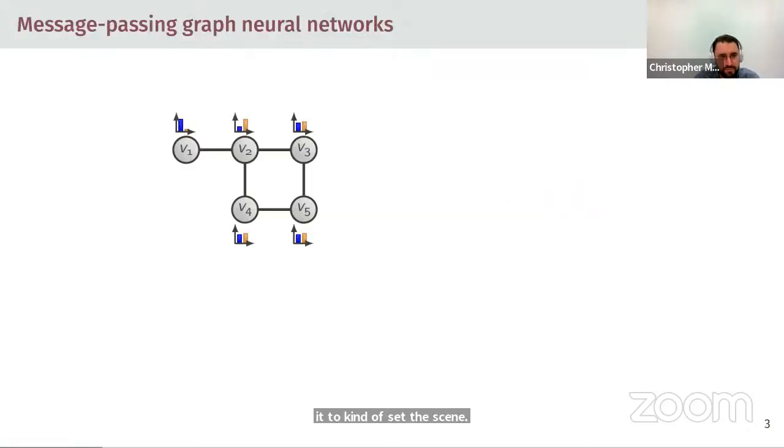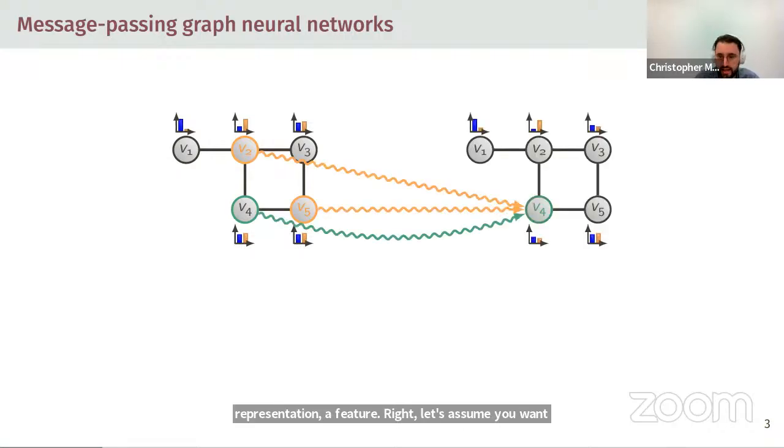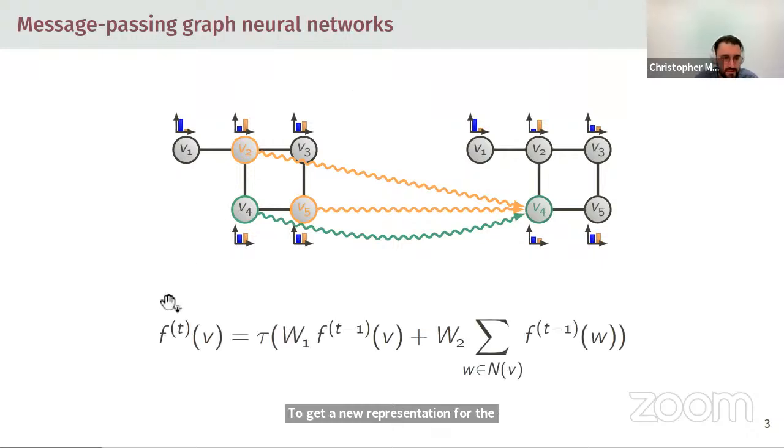Right, so what are message passing graph neural networks again? You are given a graph, for example, here on five vertices, and for each node, you want to compute a vectorial representation, a feature. Let's assume you want to compute or update the feature of the vertex V4. So what does a GNN do? Well, it aggregates the vectorial representations, the features of the neighbors, to get a new representation for the vertex V4. And one way of doing this is by sum aggregation, right? So you sum up the features of the neighbors component-wise, and then you apply a linear mapping.